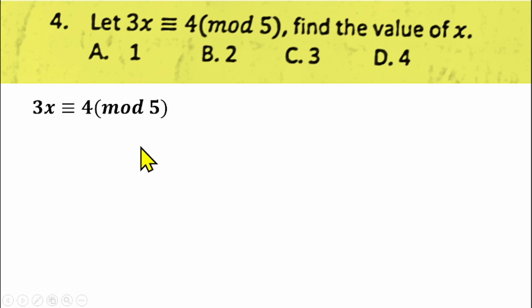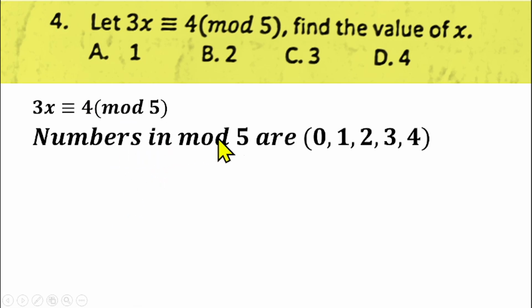How do we get that? The first thing is to get the numbers in mod 5. All the numbers in mod 5 are 0, 1, 2, 3, 4. So one of these numbers will multiply 3 to give us 4 in mod 5. That's what you have to look for. Then how do we verify that? We have to do it step by step.